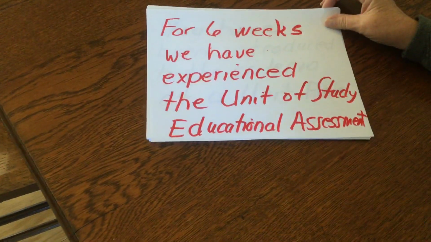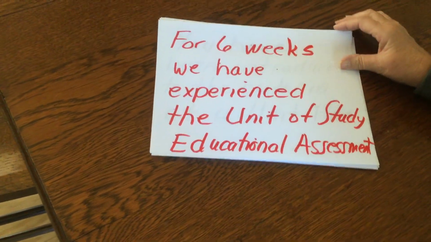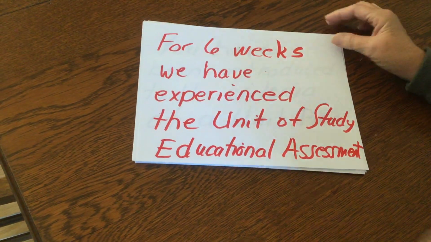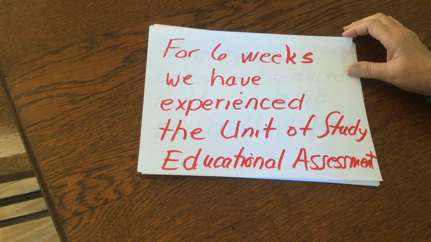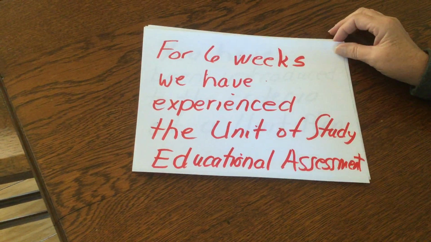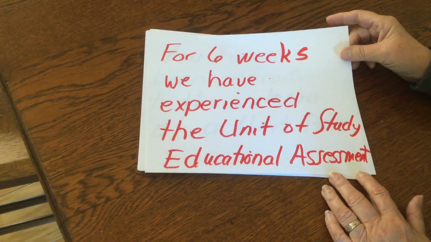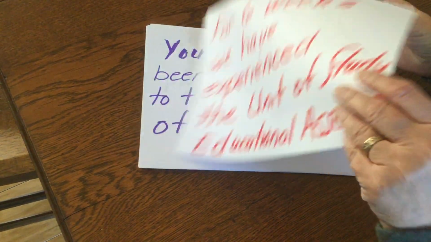Hi everyone. What I want to do is outline how to co-construct success criteria with the students as we create a rubric or a check brick. For 6 weeks, we've experienced a unit of study, educational assessment. You've been involved with that in the course.